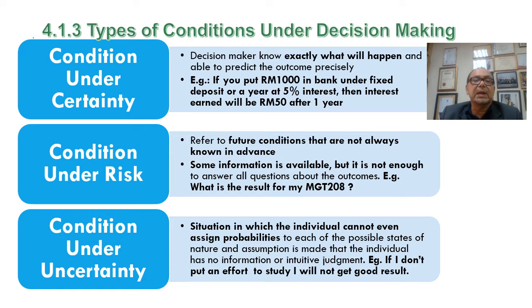Then we have condition under uncertainty. A situation in which the individual cannot even assign probabilities. You can't make your own guess or whatever thing you think of, for each of the possible states of nature, and the assumption is made that the individual has no information or intuitive judgment.